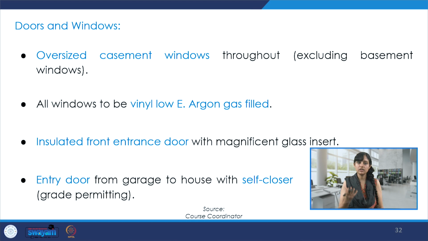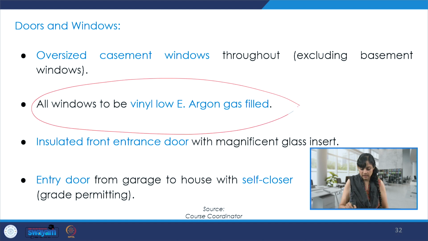When we specifically focus on doors and windows with more level of detailing, there are oversized casement windows throughout which give a very interesting character. All windows have vinyl low E, and they are argon gas filled. So these are also very technical details in the field of interior design. We try to have low volatile organic compounds, we try to have more finishes which are better suited to health and so on. So we have that in one of the modules where we talk about green interiors.